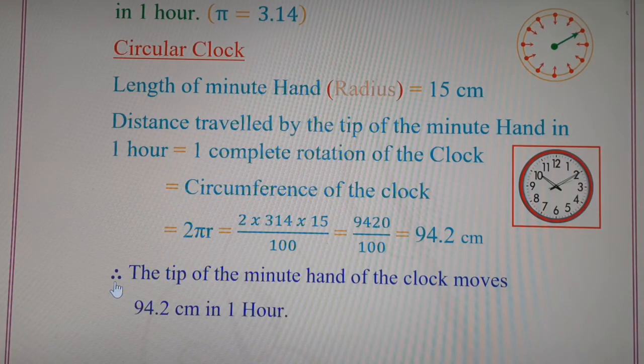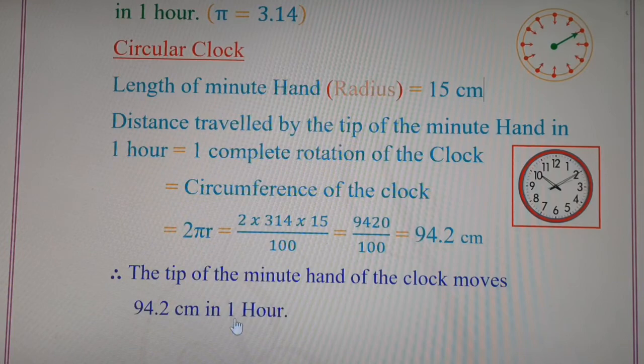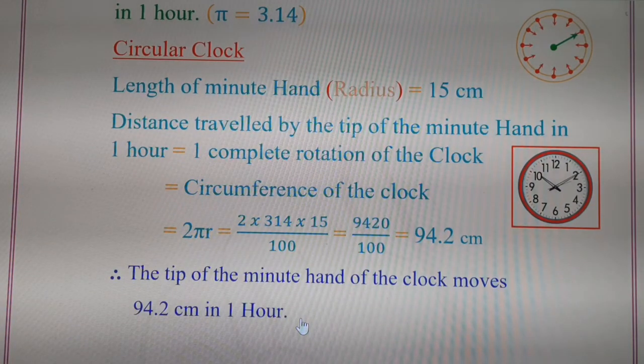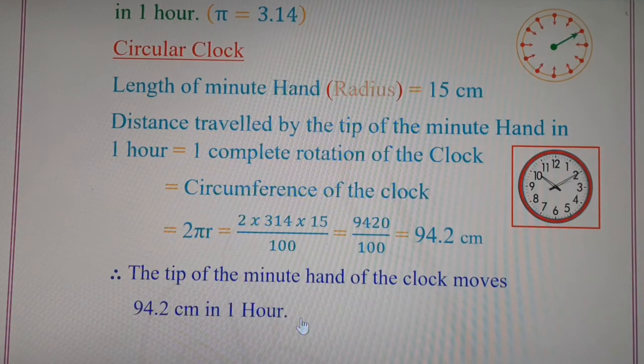So the answer statement I have written as: the tip of the minute hand of the clock moves 94.2 centimeter in 1 hour. Here we complete exercise 11.3. Now in the next video we will be starting exercise 11.4.